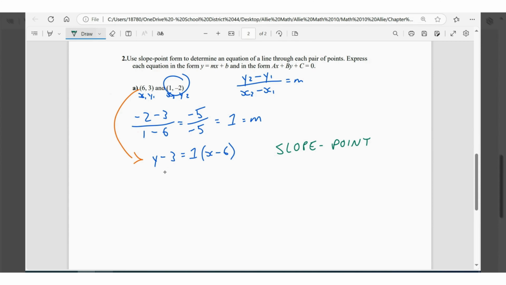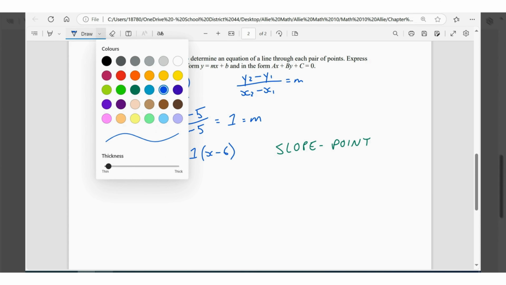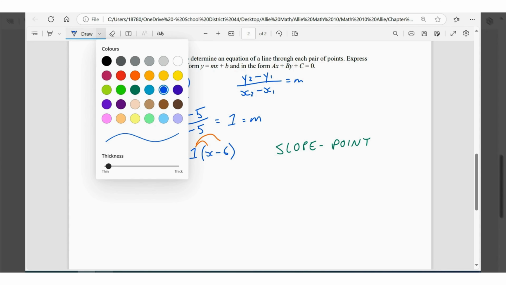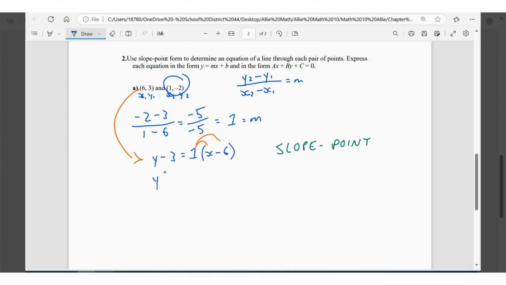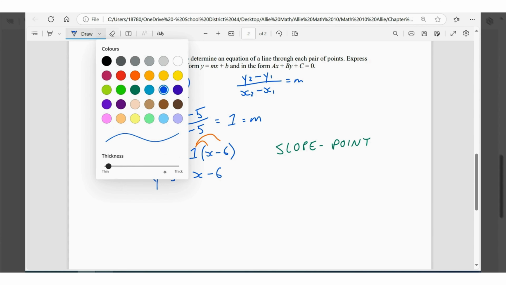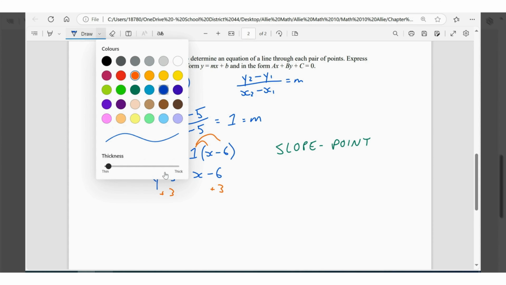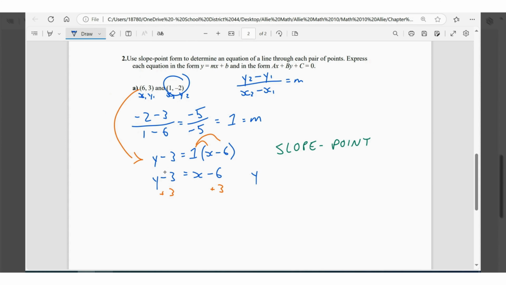And to go to slope intercept form, let's distribute this one inside. I mean, really, we can just drop the brackets. So we get y subtract 3 equals x subtract 6. Now let's get the y by itself. Let's add 3 to each side. And for our slope intercept form, we're going to have y equals x subtract 3. That's negative 6 plus 3. And that's our slope intercept form.